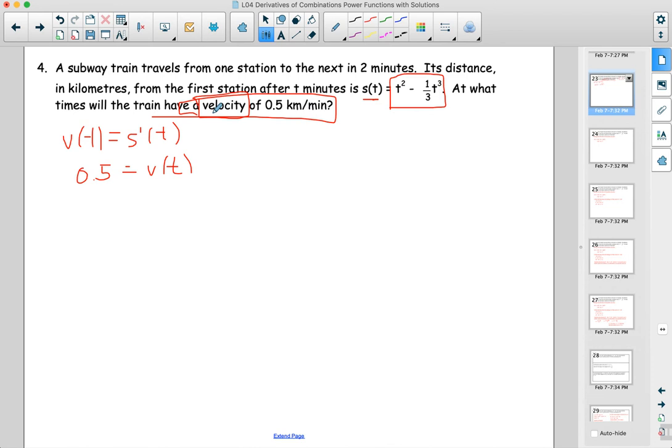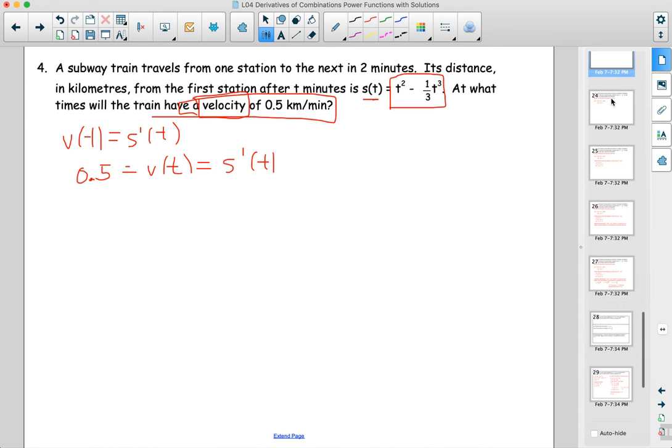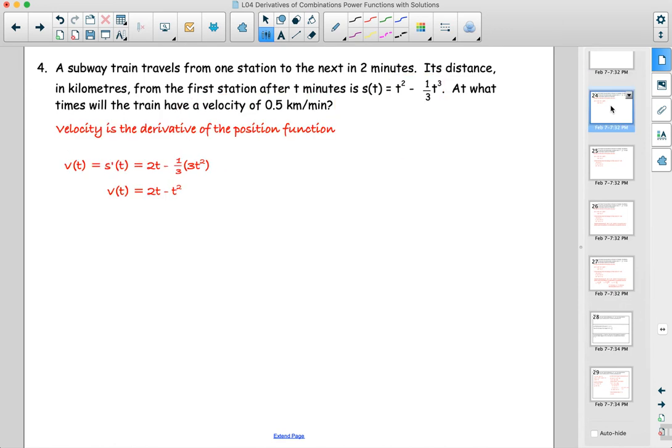So I'm going to translate this from English to calculese, if you like, if calculese is a language. I want to know when 0.5 is equal to v at t. Of course, that's also s prime at t. So first step, take the derivative of the position function. This function is already written as power functions, right? This is a difference of power functions. Should be straightforward for you to take that derivative. I'm now going to move forward to show you that on the next slide.